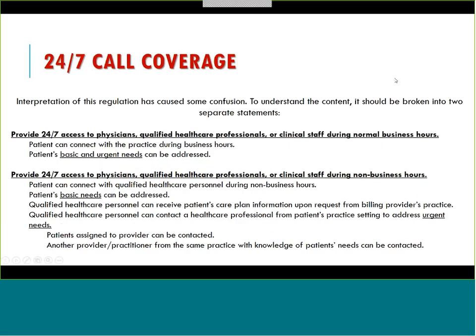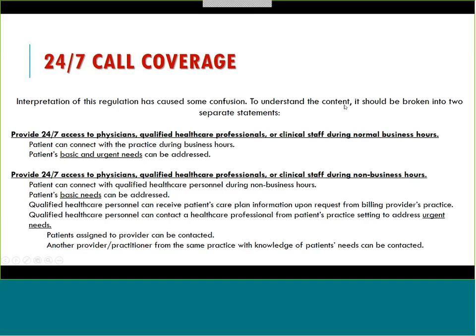Real quick, the 24/7 call coverage. Again, the interpretation of this can be very confusing. To understand it, it really needs to be broken down into 2 separate statements. You need to provide 24/7 access during normal business hours, and then you need to provide that 24 access to staff during non-business hours.